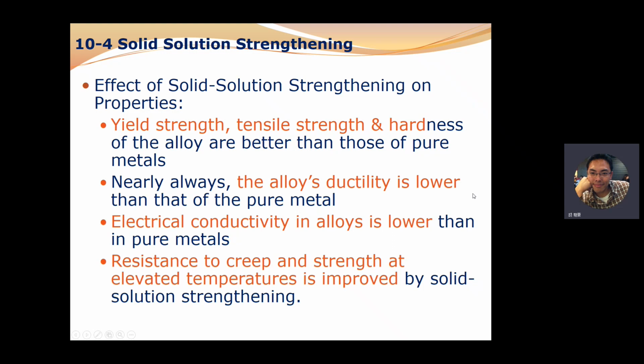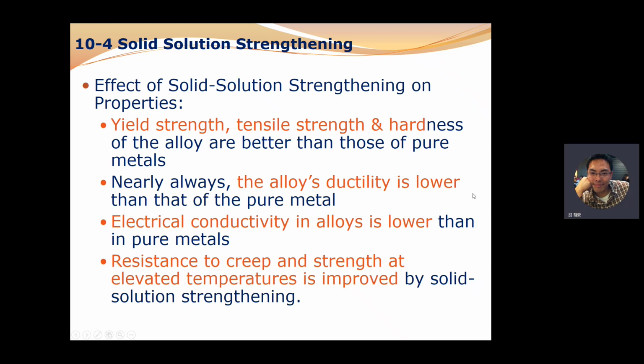Of course, the alloy has higher resistance to creep. So you have to consider the application. For example, if this component is a turbine blade, the turbine blade is always operating at elevated temperature, right? Therefore, we have to consider its creep. Therefore the resistance to creep can be strengthened by the solid solution.